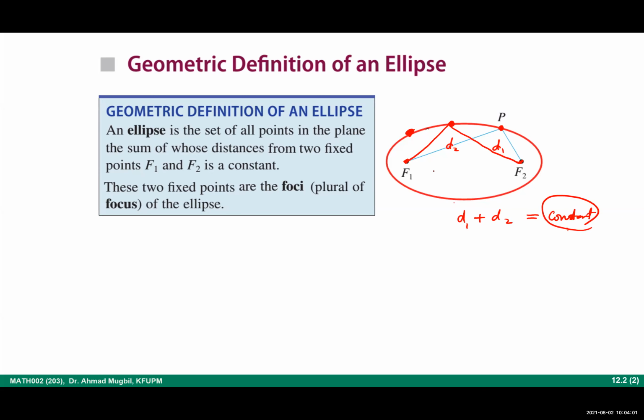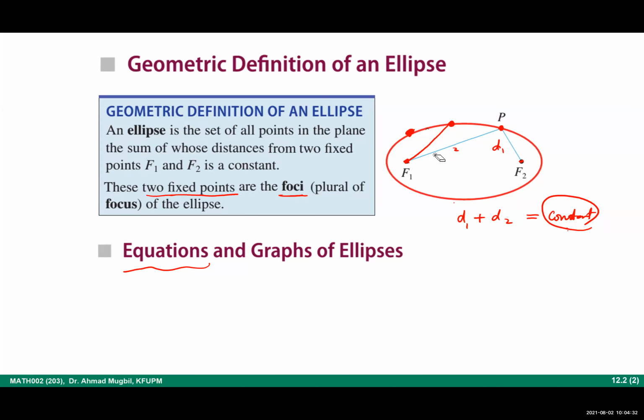So wherever these points are, the two fixed points are called foci, the plural of focus. So here we have two foci instead of one focus. This is the geometric definition. Now the question is, algebraically, how to find its equation? What is the equation of the ellipse?